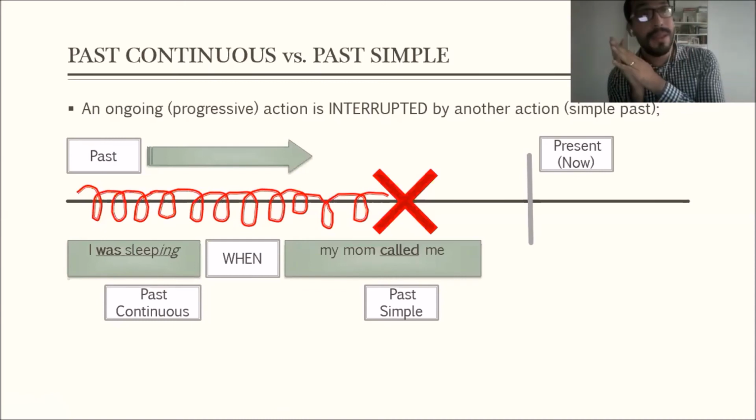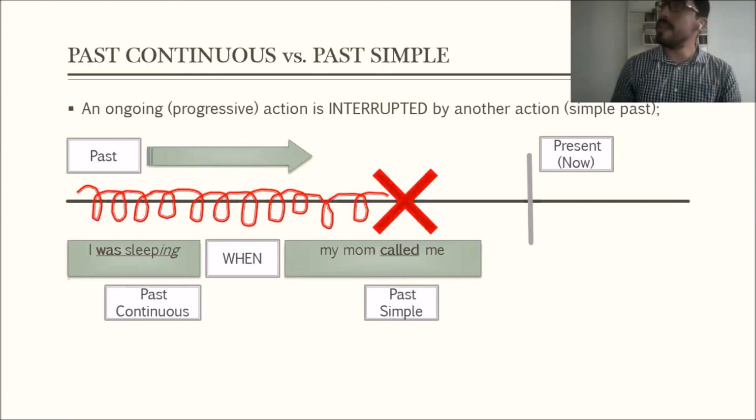And my mom called me. David! Yes, Mom, I'm coming. Okay? So that's an ongoing action interrupted by another action. So what was the action that interrupted my sleeping? My mom called me. Okay, so I was sleeping, taking some time, and my sleeping was interrupted because my mom called me. So I woke up. Okay, no more sleeping for me.